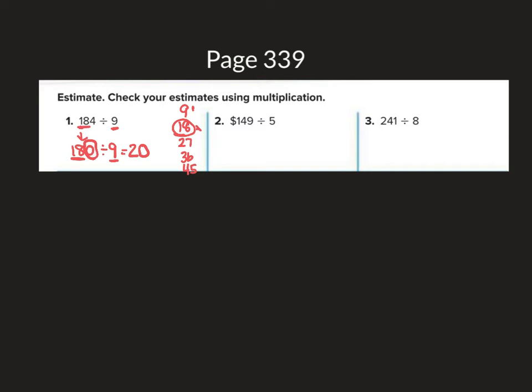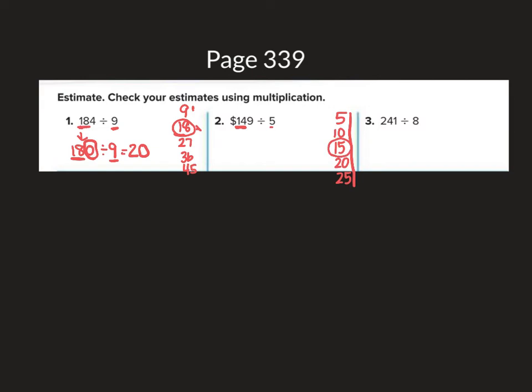Okay, 5. Multiples of 5: 5, 10, 15, 20, 25, right? If I look at this, I'm not going to do 1, right? Can't do 1 divided by 5. So I'm going to go over to 14. Are there any numbers over here that are close to 14? Yeah, look at this. 15 is so close.